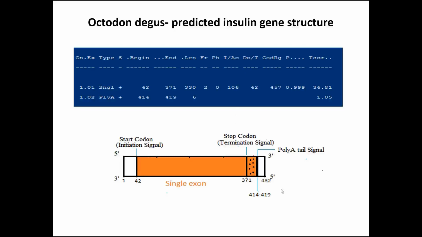As we know the length of the sequence submitted, we can now mark the predicted exon regions. The beginning and end of the single exon can be known, and then the poly A tail signal can be marked over here. This is how the GenScan tool can be used to predict gene structures in a given DNA sequence.